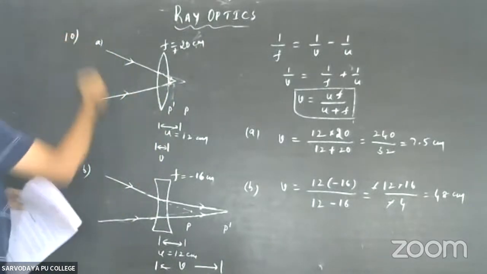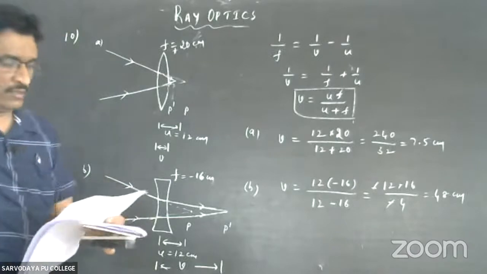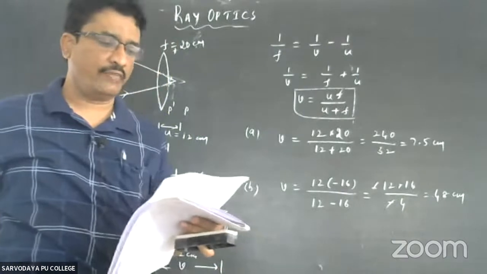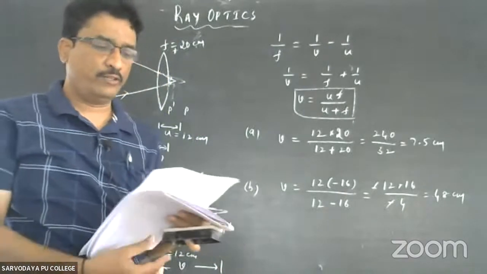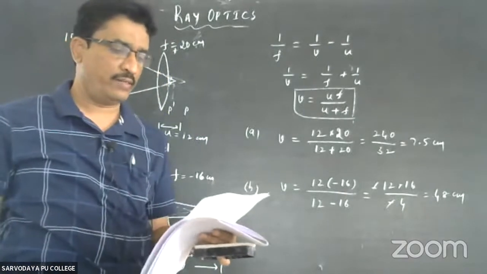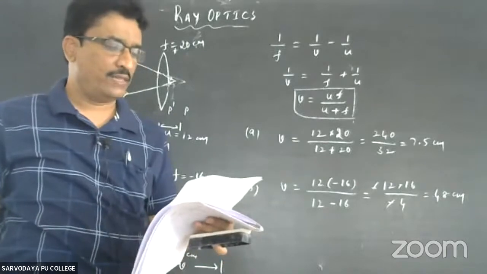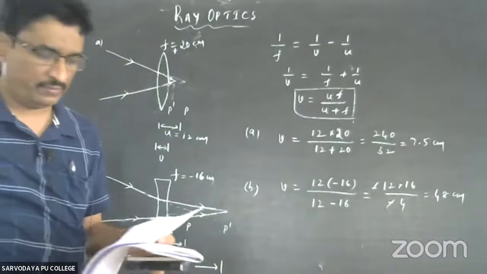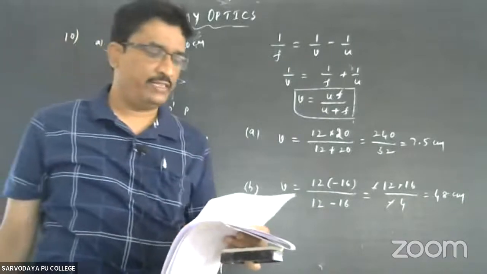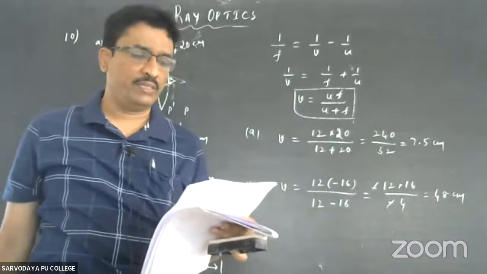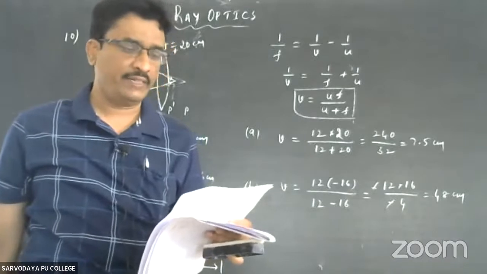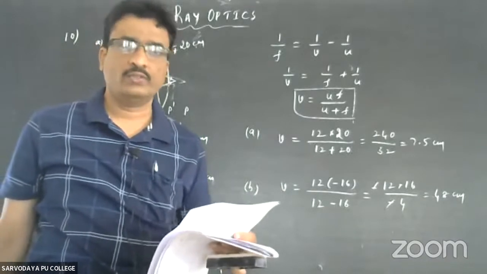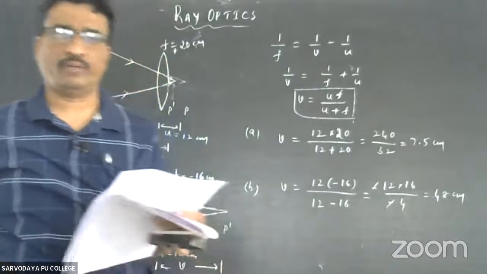Tenth problem. The radii of curvature of two surfaces of a convex lens are 0.2 meter and 0.22 meter. Find the focal length of the lens if the refractive index of the material of the lens is 1.5. Also find the change in focal length if it is immersed in water of refractive index 1.33. This is from the June 2018 question paper.